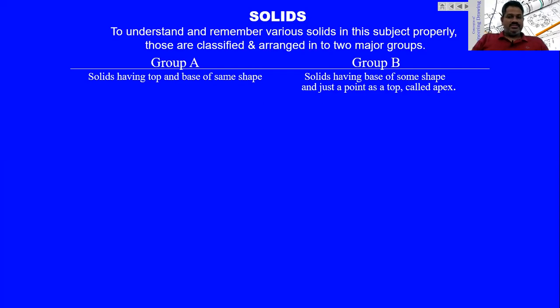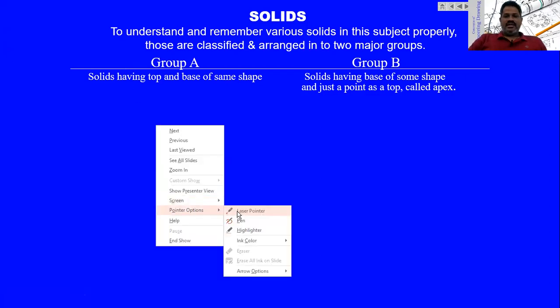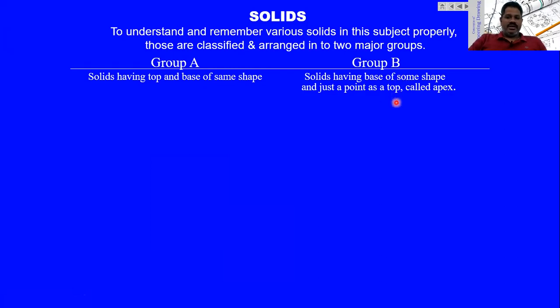So the base has some shape. It can be a circle, a hexagon, a square, anything. But at the top we have a point that is called the apex. So that is group B. So there are basically two types of solids. In one group, the base and top have the same shape. Whereas in the other group, the base has some shape, but the top has a point. That point is also called the apex.